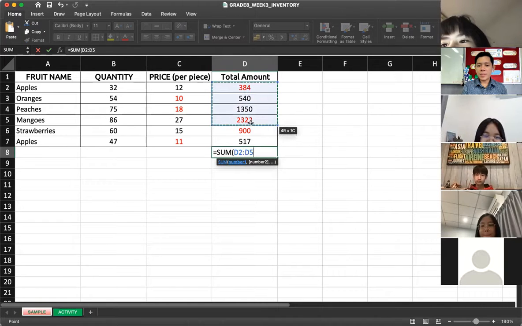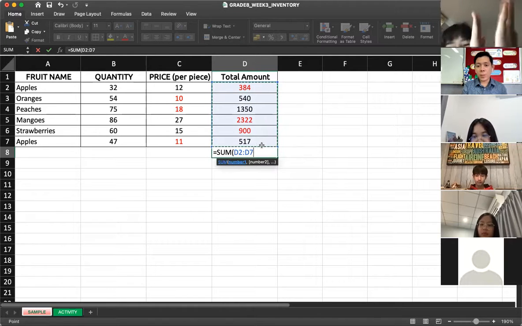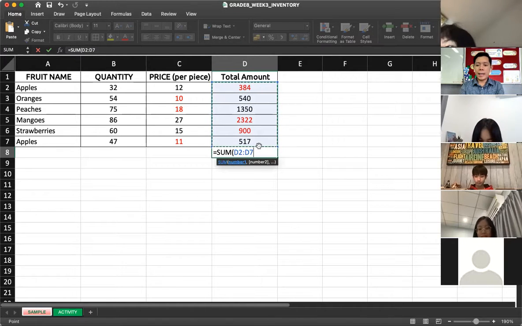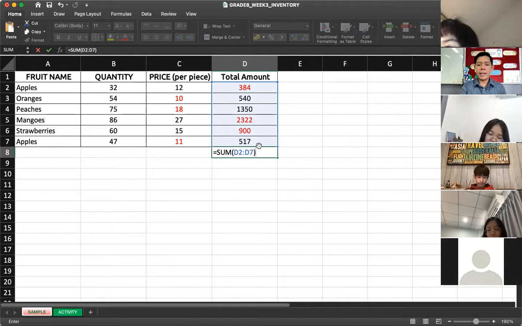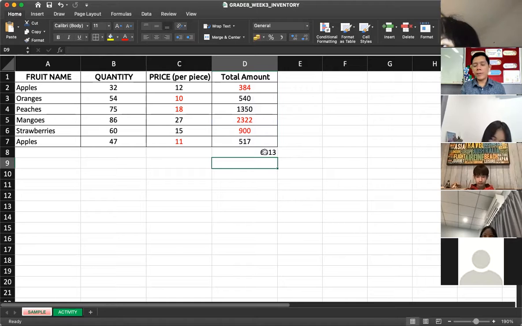Like this one. Is this what you mean? Okay, so what do you call this? It's called highlight. You need to highlight the cells or choose the cells that you want to include in your equation. And then enclose it with parentheses. And then it will give you the total amount.